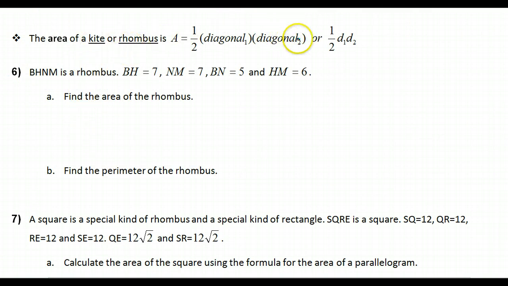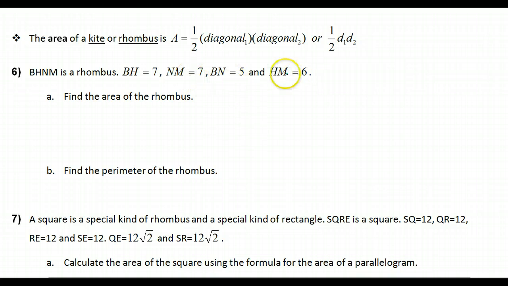Now here's another formula that you need to know by heart. The formula for the area of a kite or a rhombus: 1/2 diagonal times diagonal. This will not be given to you. I will put it on the flashcards I'm going to make, Quizlet, but you need to know these by heart.